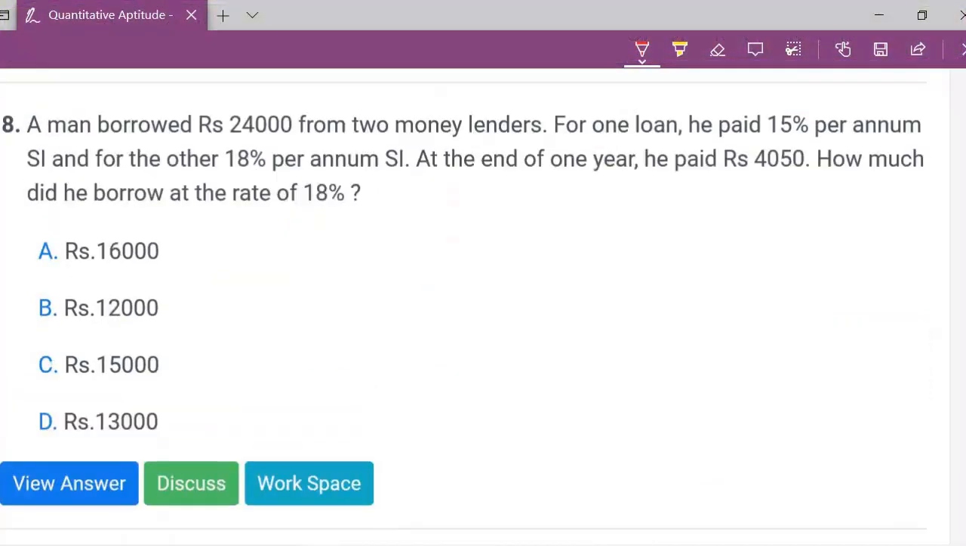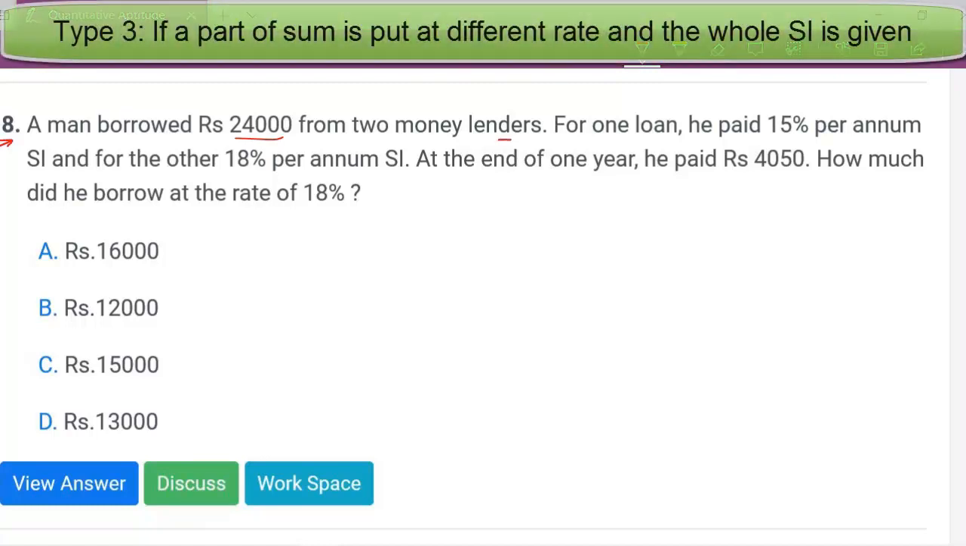So here we have again a different type of question. In this question, a man borrowed rupees 24,000 from two money lenders. For one loan, he paid 15% per annum simple interest, and for the other he is paying 18% per annum, that is also simple interest. At the end of 1 year he paid rupees 4050. So how much did he borrow at the rate of 18%?